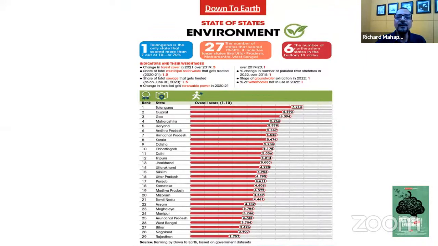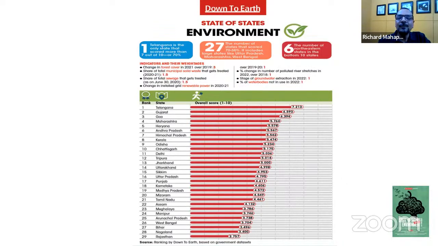So if you look at the environment parameter, the indicators that we have used are change in forest cover first, share of total municipal solid waste that gets treated, because that's one of the critical indicators and a contemporary challenge in keeping our environment safe. Then change in installed grid of renewable power, or simply, how much renewable power we have hooked into the grid, and change in number of polluted river stretches, that gives a sense of quality of water. Then stage of groundwater extraction, how much you are extracting or how much you are recharging, and also state of water bodies. So for environment, these are the indicators on which the ranking has been done.